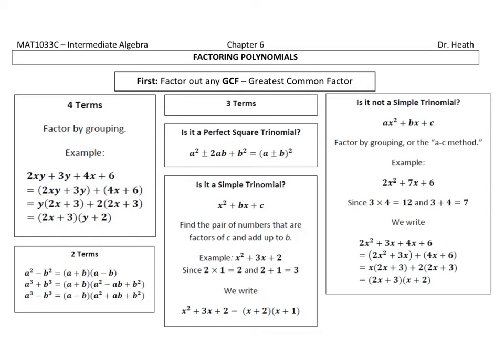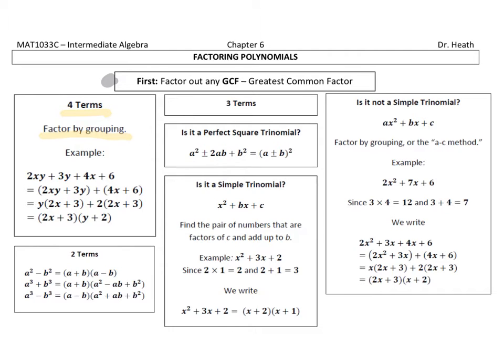This slide shows a general strategy for factoring polynomials, and this is available on the Blackboard website for those of you taking this course online. The first thing you want to do when you are looking at polynomials is to factor out any greatest common factor, and we practiced that strategy in the last section. We also looked at factoring when you have 4 terms. When you have 4 terms, factoring by grouping is a common approach, and we have an example listed here.